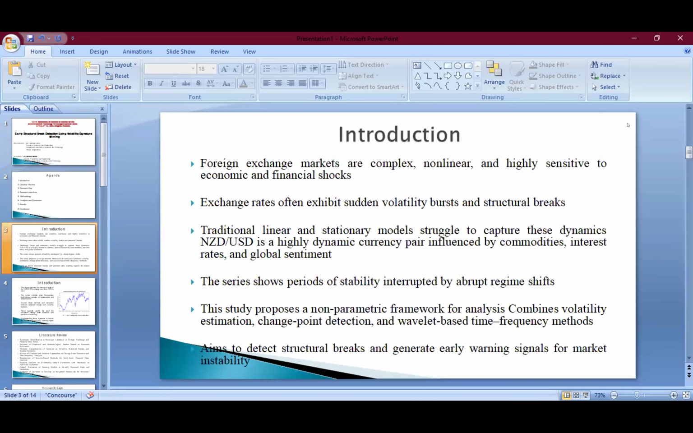So this is the introduction. Mainly I am using the Indian currency market for our analysis because foreign exchange markets are very complex, non-linear, and highly sensitive to economic and financial shocks. Exchange rates often exhibit sudden volatility bursts and structural breaks. Traditional linear stationary models struggle to capture these dynamics, especially for the foreign exchange market.